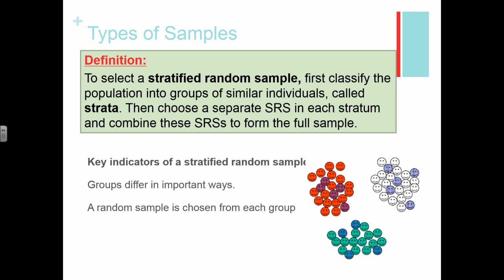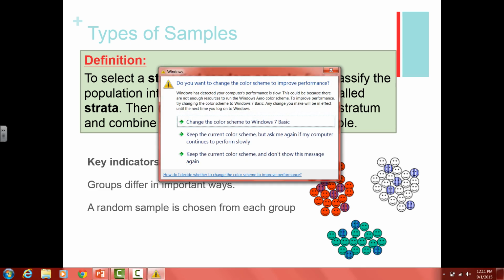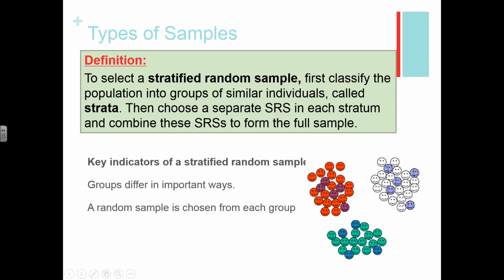Alright, so the next one is a stratified random sample. Stratified, basically what you're doing is you're splitting your population up into strata or groups. Now what you need to understand is those strata or those groups are all the same. So for instance, this would be a strata of all red people. This is a strata of all white people, and this is a strata of all green people.